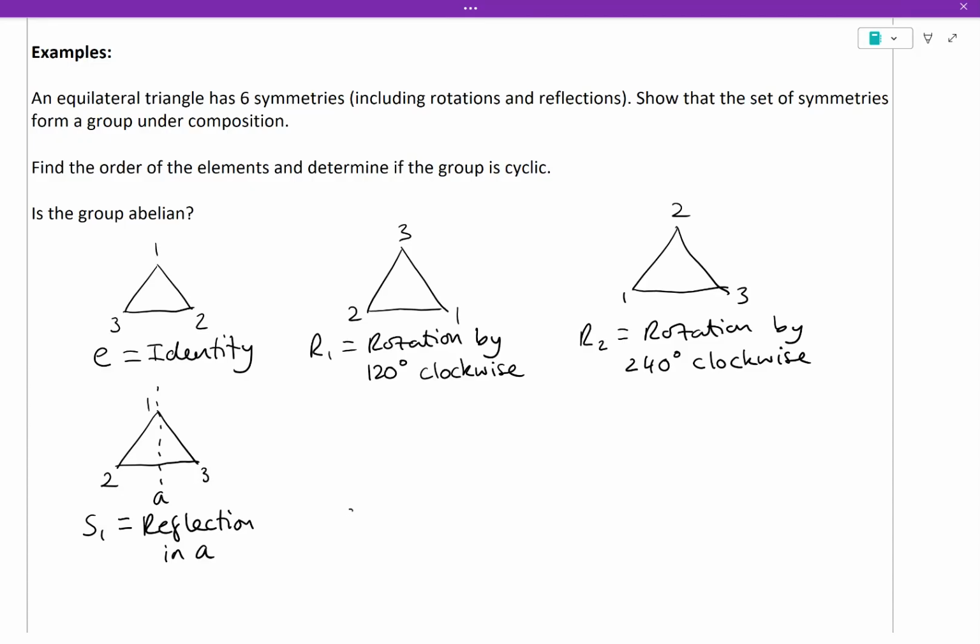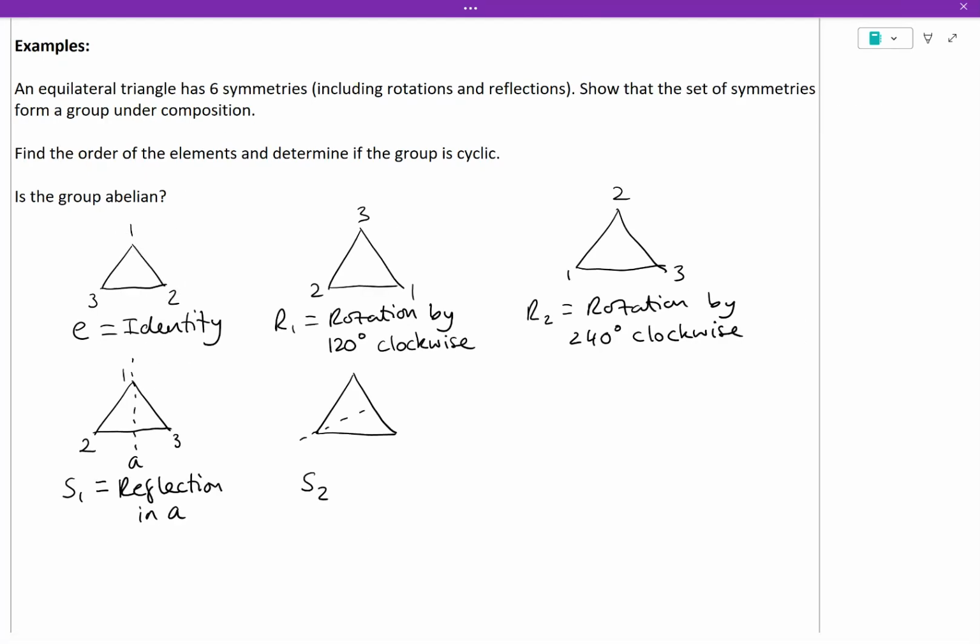Now let's do S2, where I'm going to pick a different line of reflection. So my next line of reflection is going to be this one here, which we will call B. So this is going to be a reflection in B. And in terms of the vertices, the 2 will stay where it is. The 3 will stay where it is. And then the 1 and the 2 will be the ones that swap. So we'll have a 2 and then we'll have a 1.